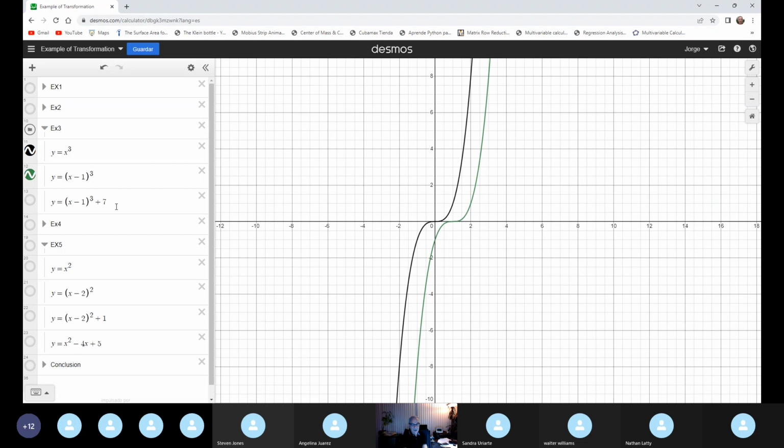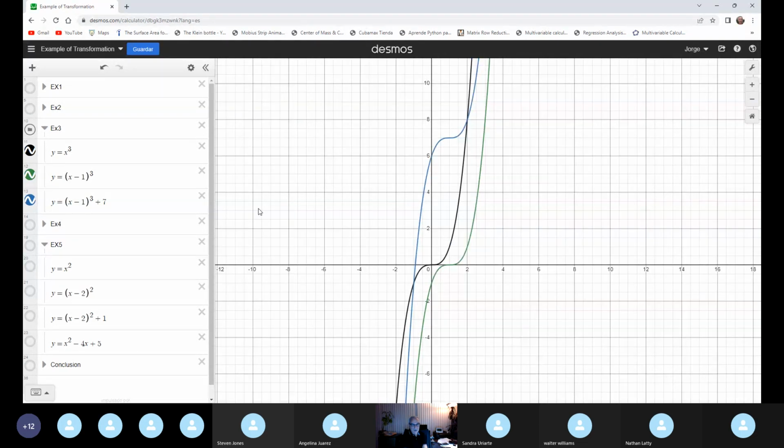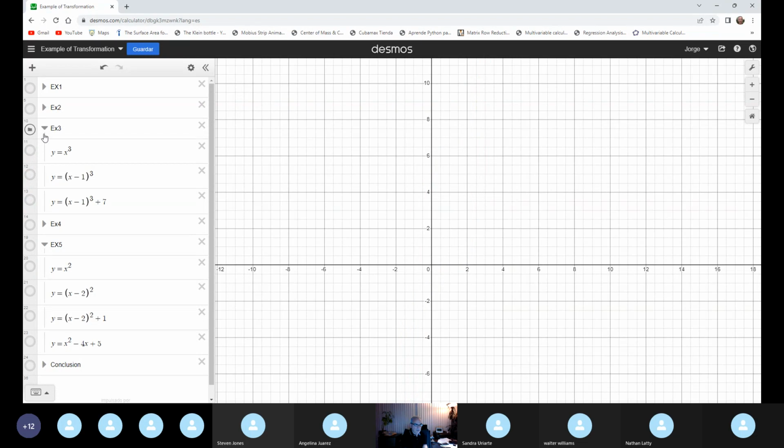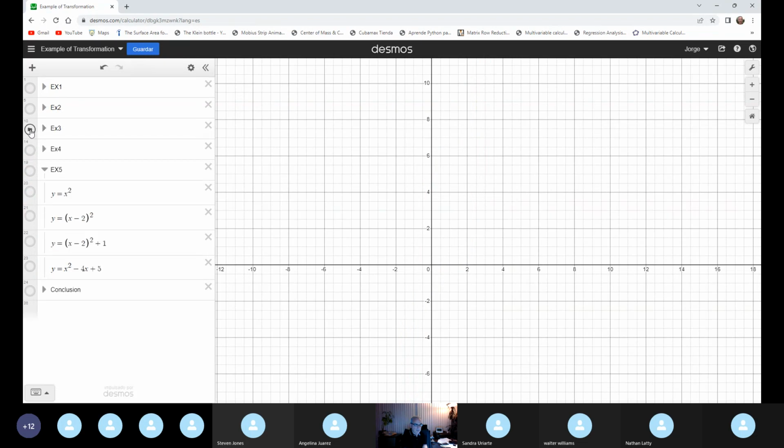And finally, plus 7. And plus 7 is vertical shift 7 up. 7 up is like that. Okay, you're moving 7 units up. Is this idea clear or no? It's clear or no? Yeah. Okay. However, I have 2 more examples. 4 and 5 get very complicated. I want to explain on the whiteboard. I will come back to this to see the graph.